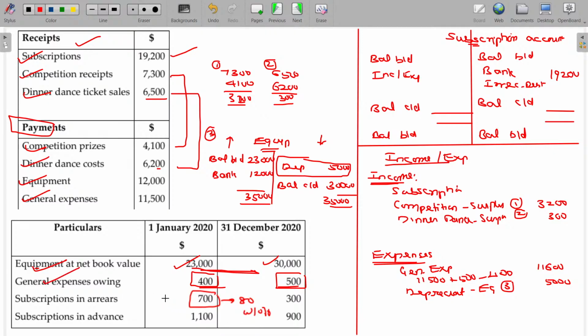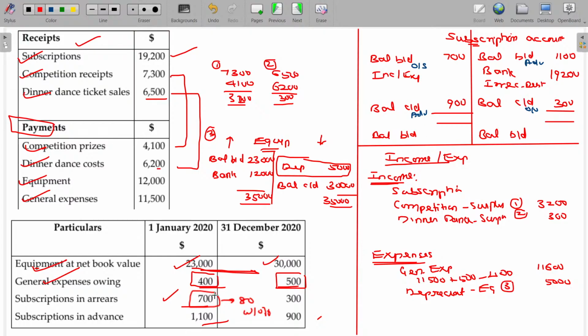Subscription in arrears. Arrears in the beginning. Here, income arrear being the asset should be here. If you receive the income in advance, liabilities should be here. So, arrear in the beginning 700. In the end 300. And advances in the beginning 1,100. In the end 900 rupees.